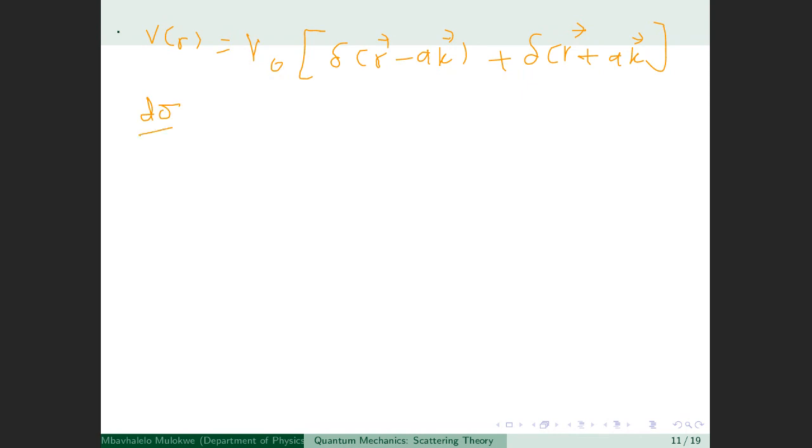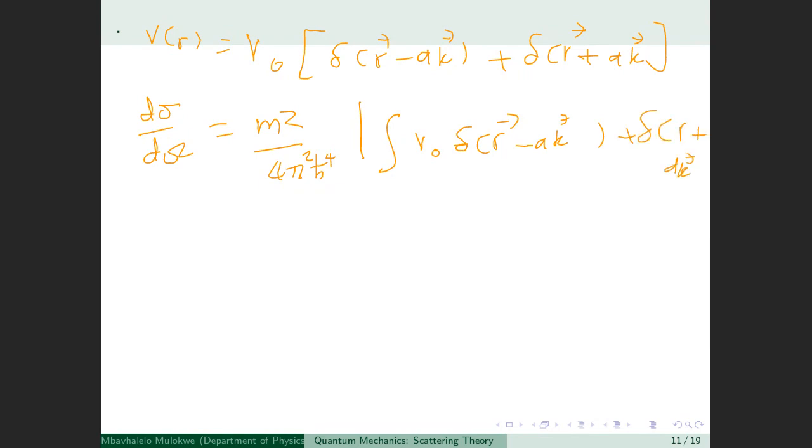So d sigma over d omega is going to be given by m squared over 4 pi h bar squared, h bar to the 4, integral V naught delta of r minus a k plus delta of r plus a k vector, d3r e to the i q dot r. Right. So let me just write everything. It's the 4 pi h bar squared, squared, I squared.